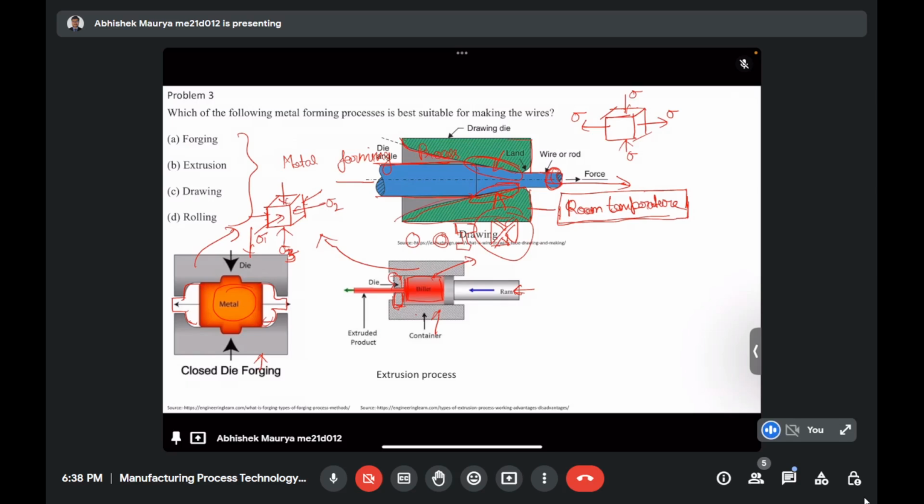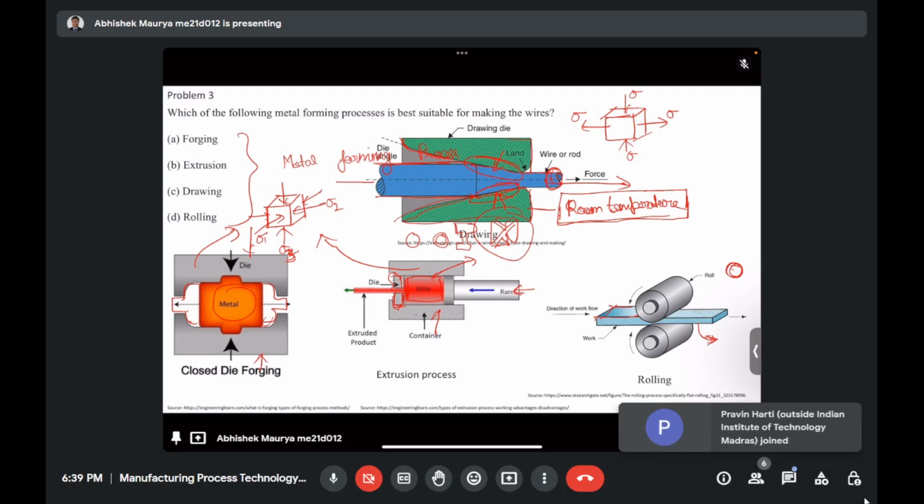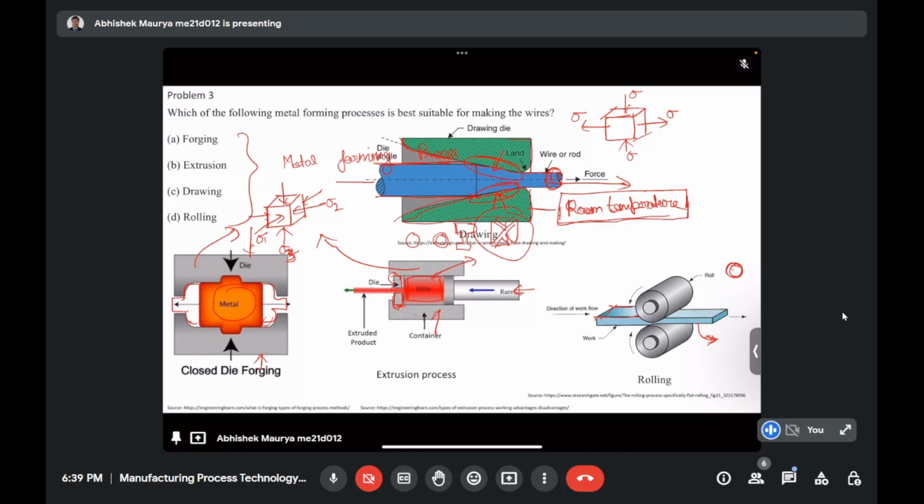If you see the rolling process, you already have seen it in many places. Here we are not able to manufacture the wire with a circular cross section. Usually this is suitable for making plates, sheets, slabs. Those kinds of things are suitable for rolling, or even the railway tracks which you see, that is also made by the universal rolling mill. But as far as the wire is concerned, we want a faster process, and therefore the best process is the drawing process.